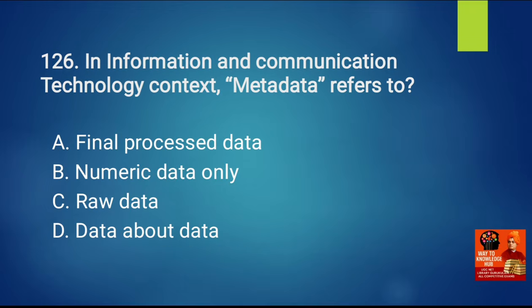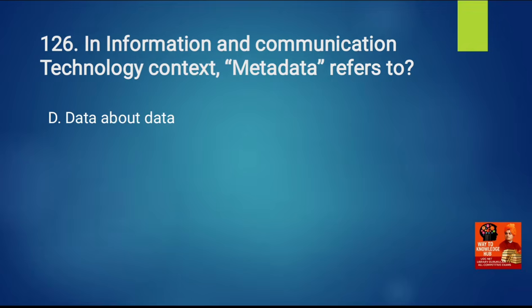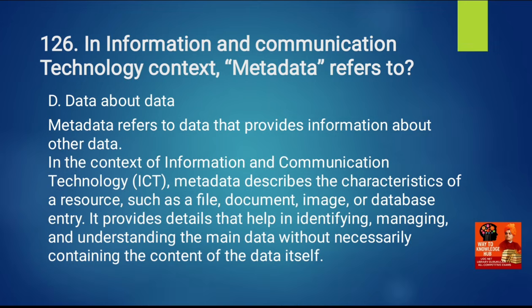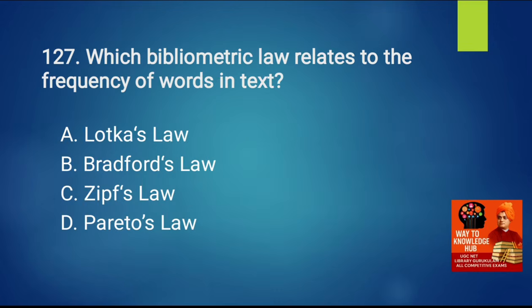Question number 126. In information and communication technology context, metadata refers to option A final processed data, option B numeric data only, option C raw data, option D data about data. The answer is option D, data about data. Metadata refers to data that provides information about other data. In the context of information and communication technology, metadata describes the characteristics of a resource such as a file, document, image, or database entry. It provides details that help in identifying, managing, and understanding the main data without necessarily containing the content of the data itself.